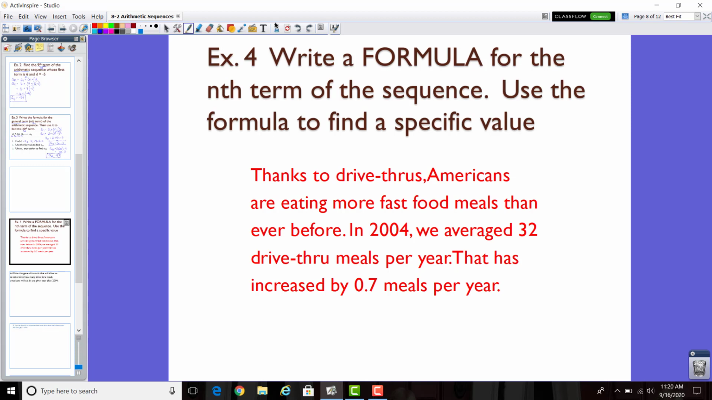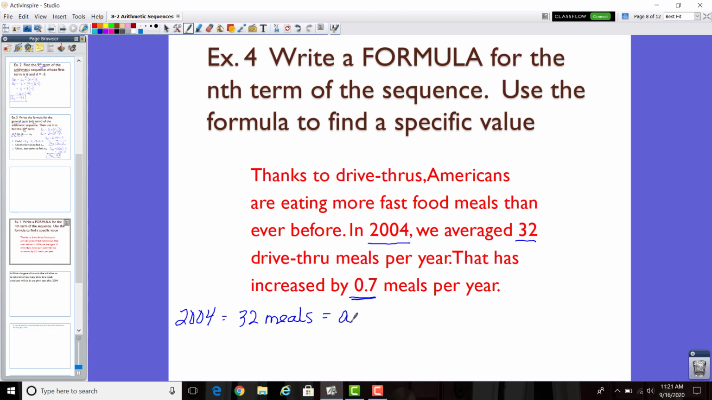Here's an example. Thanks to drive-thrus, Americans are eating more fast food meals than ever before. So a study was done in 2004, found that we as Americans average 32 drive-thru meals per year. Okay, that's an average. Some people eat more, a lot of people eat less. When that study was repeated, so every year that study has been redone, it is found that we are, as Americans, increasing our intake of fast food meals by 0.7 meals per year. So that means in 2004, we ate 32 meals.